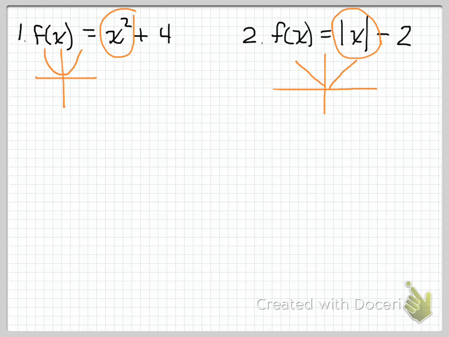If we look at problem number 1, we see that we have x squared plus 4, and that plus 4 is not grouped within the x term, so we call that an outside. And when it's outside like that, that means we're going to have a vertical transformation or a vertical shift. So the graph of that function x squared plus 4 is going to look almost exactly like our x squared function, except that we're going to shift it up by 4.